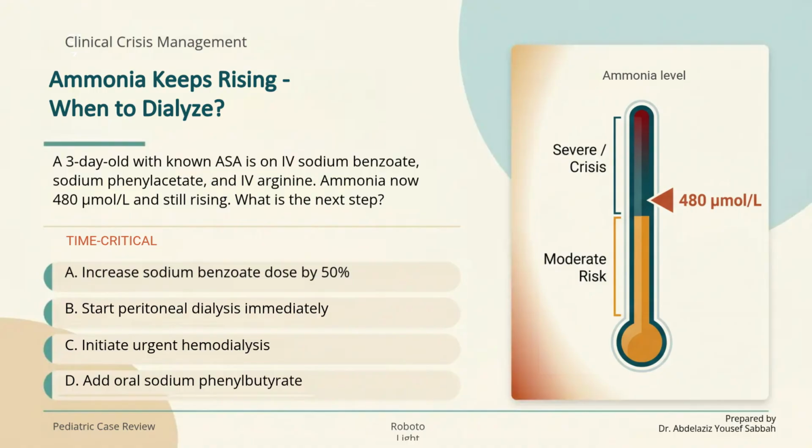Question 13. A 3-day-old with known argininosuccinic aciduria is on intravenous sodium benzoate, sodium phenylacetate, and intravenous arginine. Ammonia is now 480 micromoles per liter and still rising despite this medical therapy. This is time critical. What is the next step? Option A, increase the sodium benzoate dose by 50%. Option B, start peritoneal dialysis immediately. Option C, initiate urgent hemodialysis. Option D, add oral sodium phenylbutyrate. Consider the most effective way to rapidly remove ammonia when medical therapy is failing.